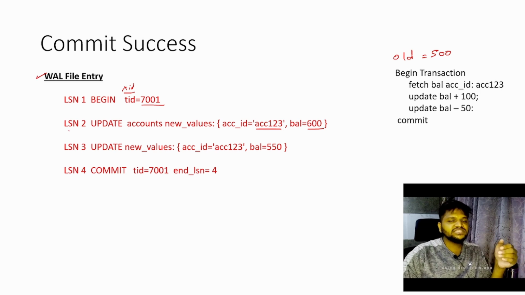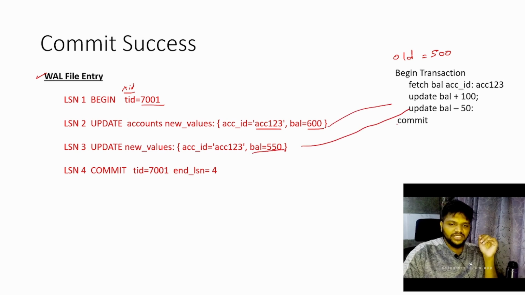There is an LSN number that is attached to every single set of instructions. What happens is you are updating the account balance by deducting 50 rupees. Account ID 123, update new value, again in the accounts table, balance is going to be 550. So this is this instruction and this is this instruction. Finally, the commit instruction, LSN4 commit. In this WAL file, all the 4 instructions are present and this is in memory.